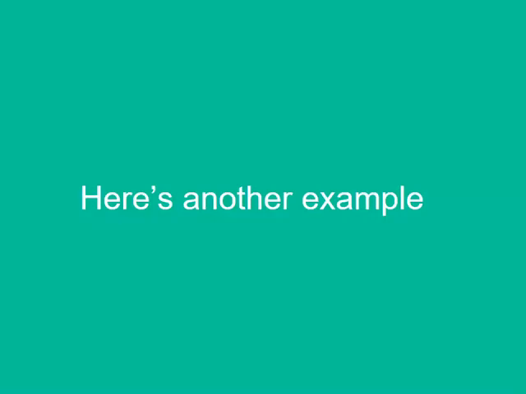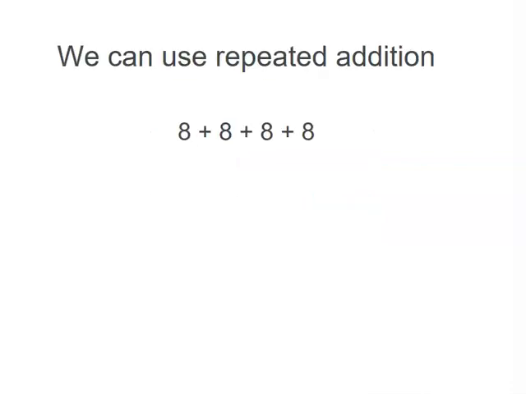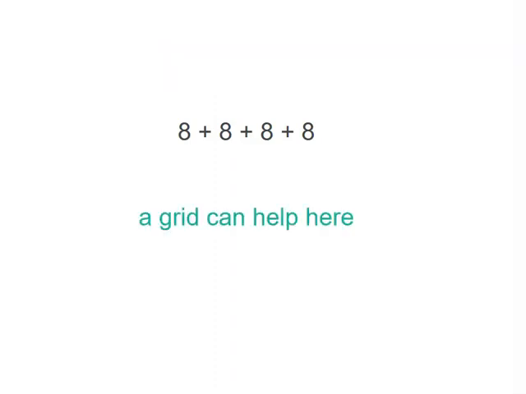Here's another example now. 4 multiplied by 8, or 4 groups of 8. And we can see we've got 4 groups of 8 stars. We can use repeated addition here by adding 8 4 times.